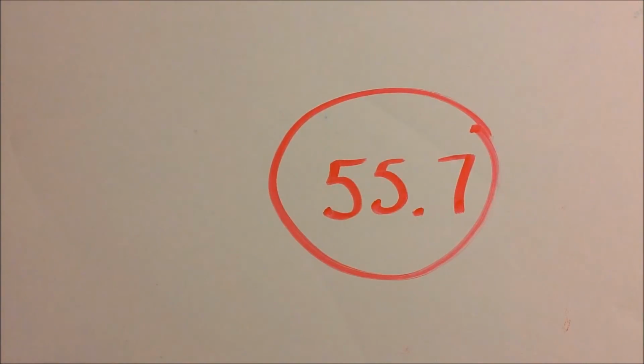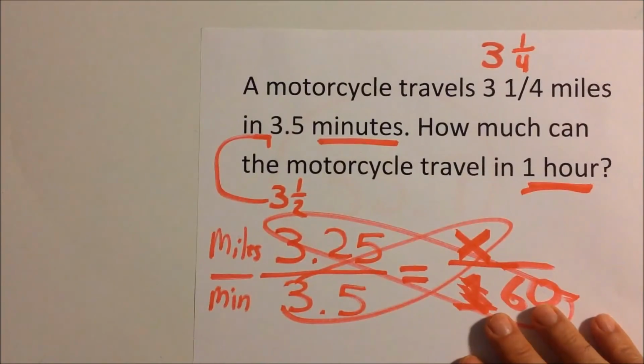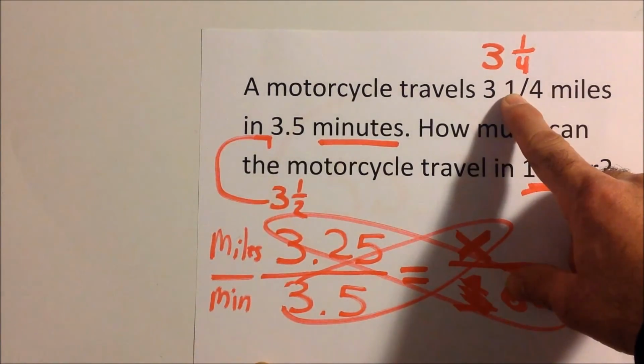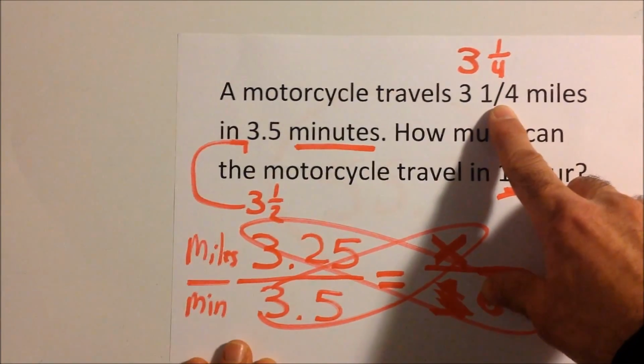So you can divide, or you can just do a proportion. Be careful with the fractions and the decimals. A quarter, remember, is 0.25.